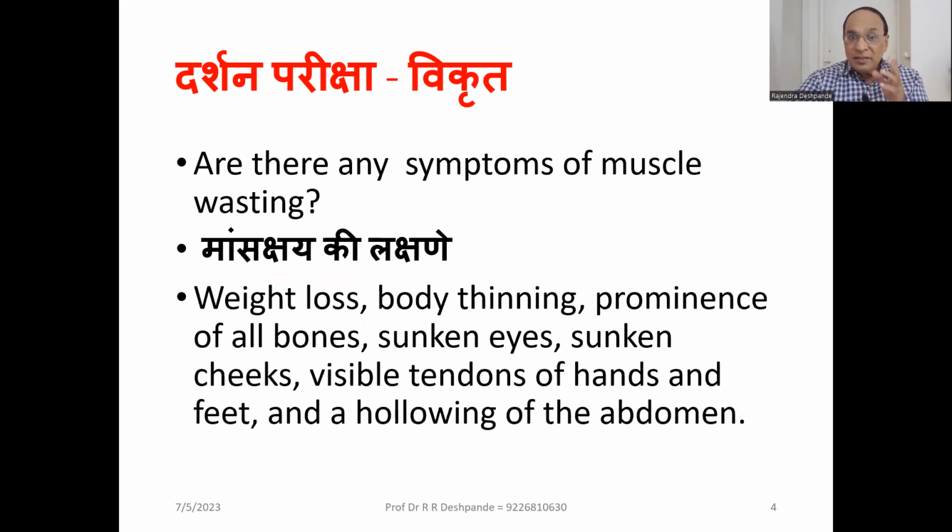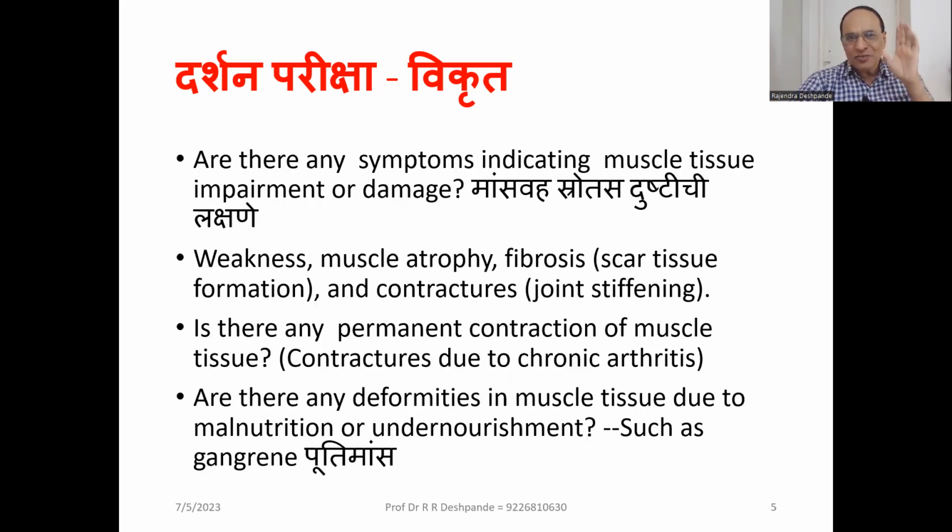Are there any symptoms of muscle wasting, that is Mansa dhatu Kshaya Lakshana, clinical features? For example, weight loss may be there, body thinning may be there, prominence of the bones, sunken eyes, sunken cheeks, cheeks going inside, visible tendons of the hands and feet, and hollowing of the abdomen. This suggests that your muscle tissue, Mansa dhatu, has deficiency, emaciation, weight loss.